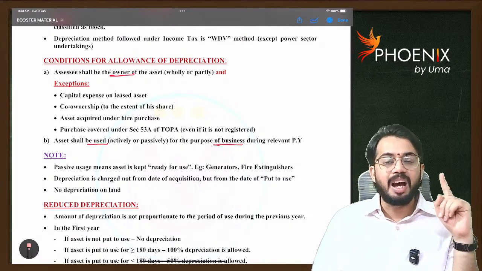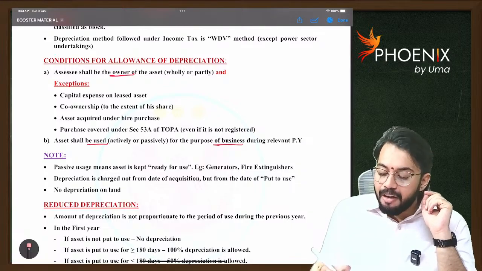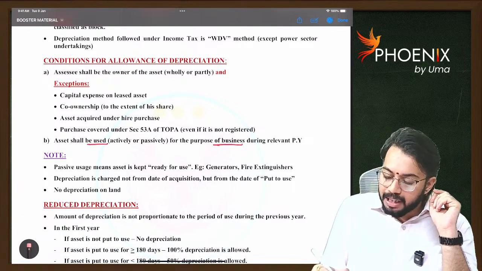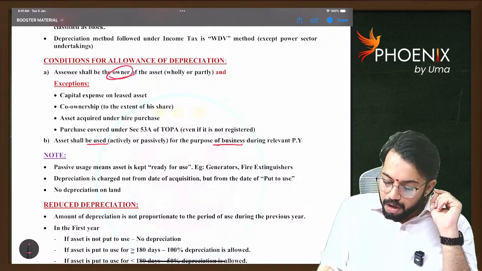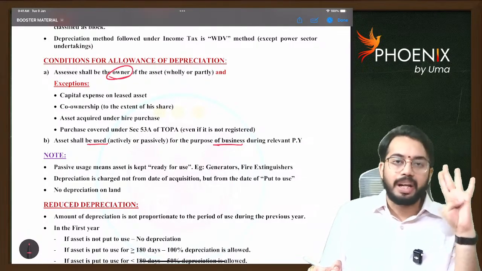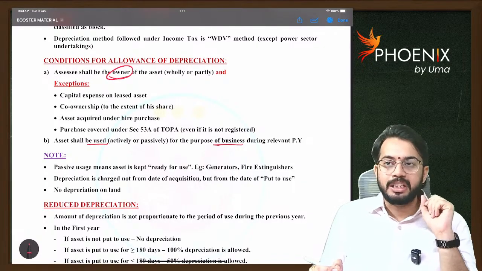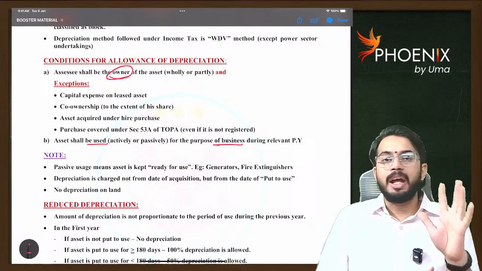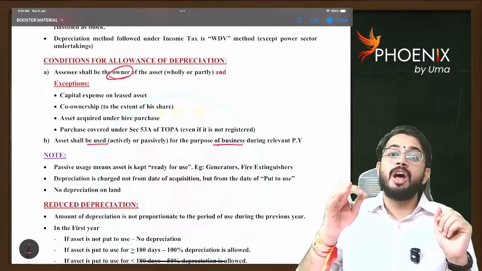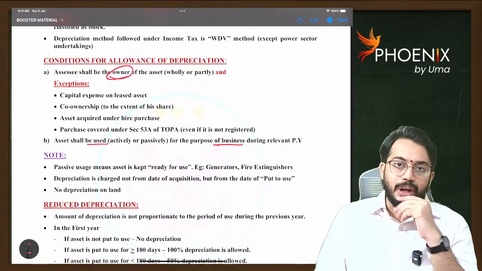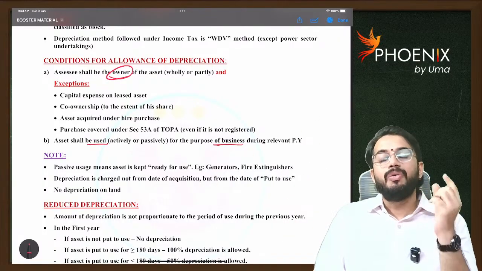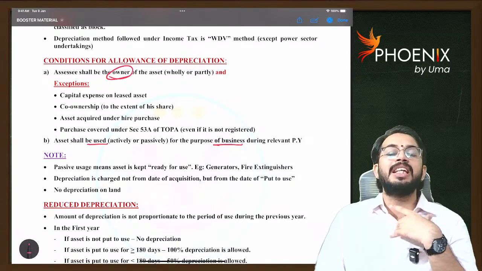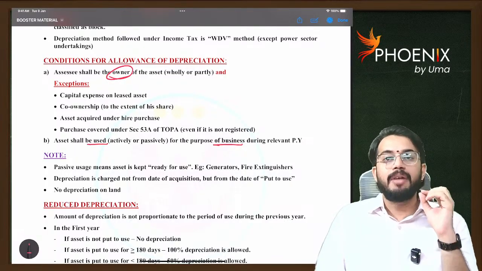Condition 1 is that the assessee should be the owner of the asset. For this condition, there are 4 exceptions. What are those 4 exceptions? First, in case of hire purchase. See, generally in case of hire purchase, ownership will be transferred after payment of the last installment. Now, even though ownership is transferred after payment of the last installment, still the assessee can start claiming depreciation from the first year onwards.